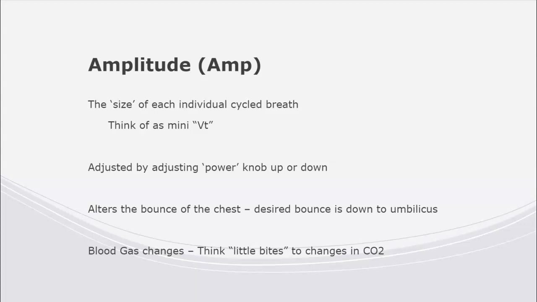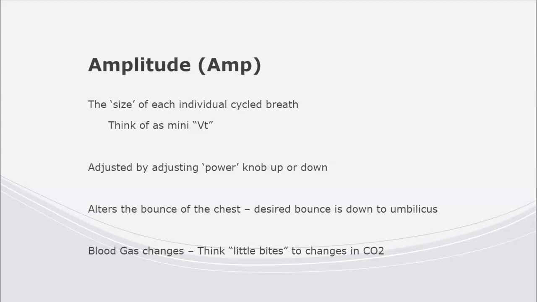This helps to alter the bounce. So if you're looking at your baby, there will be actual chest bounce, and the ideal is down to the umbilicus. Sometimes we have too much amplitude and you're like, oh, I'm going to bounce my kid off the bed. Like they're bouncing like crazy. And other times you're like, I don't have a ton of bounce. Are we not ventilating? Are we just that stiff? That's part of the problem solving, figuring out your bounce, and you can adjust your amplitude with that.